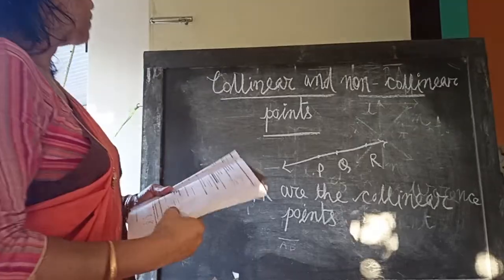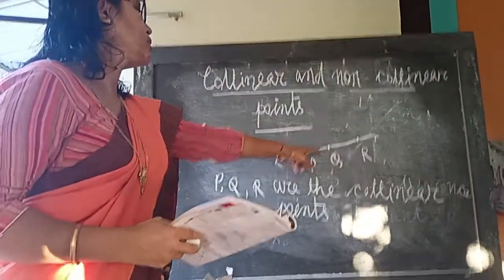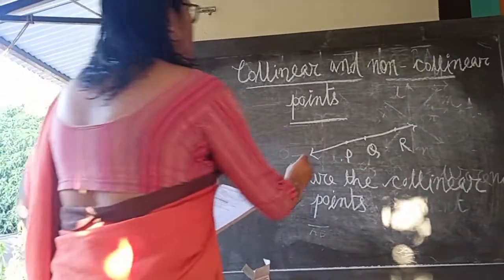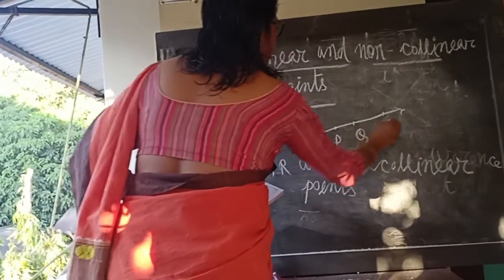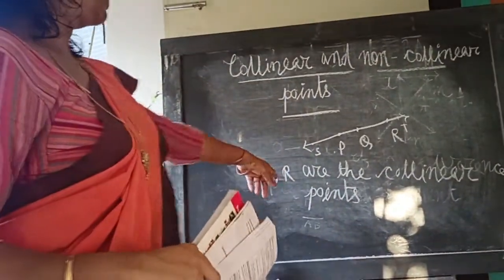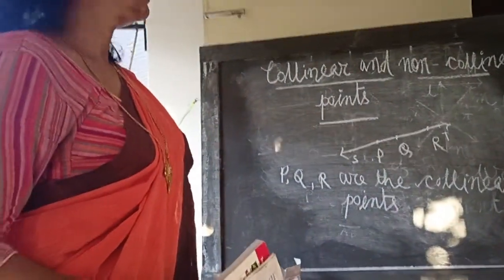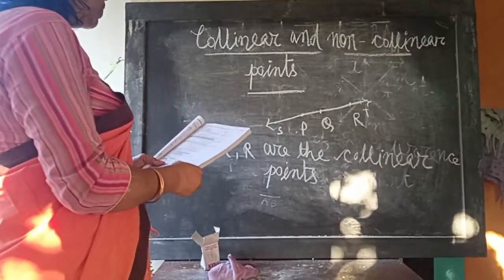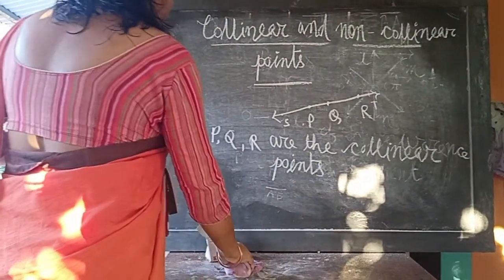Collinear points. That means P, Q, R are 3 points, and through these points we draw a line. Suppose ST. ST is a line which passes through these points. So these are known as collinear points. Okay. Now you learn about non-collinear points.